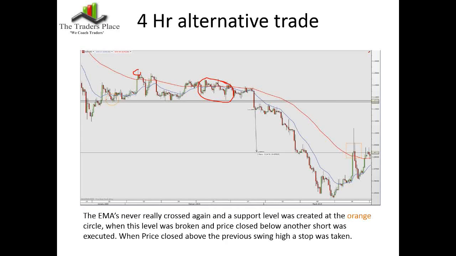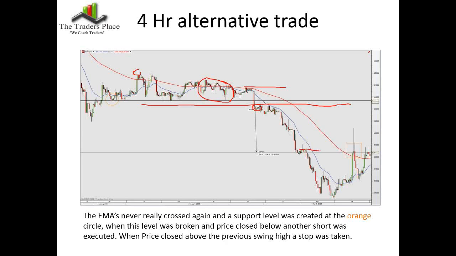Okay, so the support level was created. That orange circle depicts the beginning of the consolidation. Extend the lines into the future, and we can see good support level. The averages came close to crossing, didn't quite cross, so waited a little bit. The support level is broken. The daily trend is still down. Enter the trade with swing high as a stop loss.